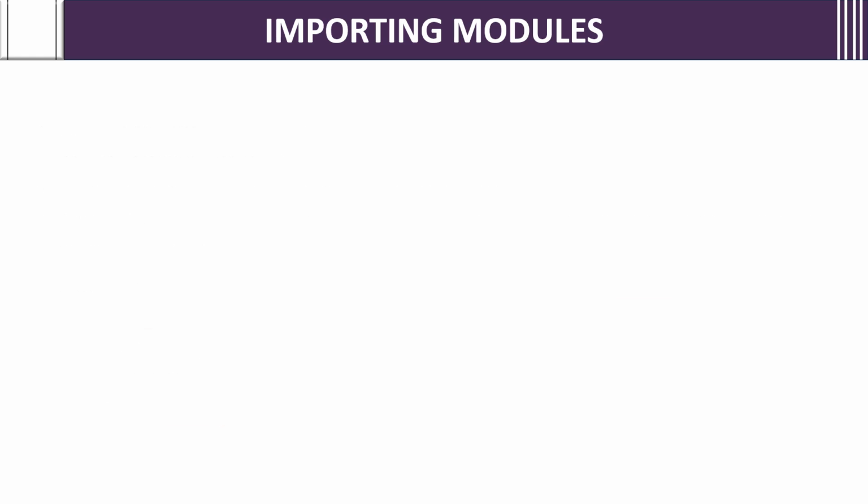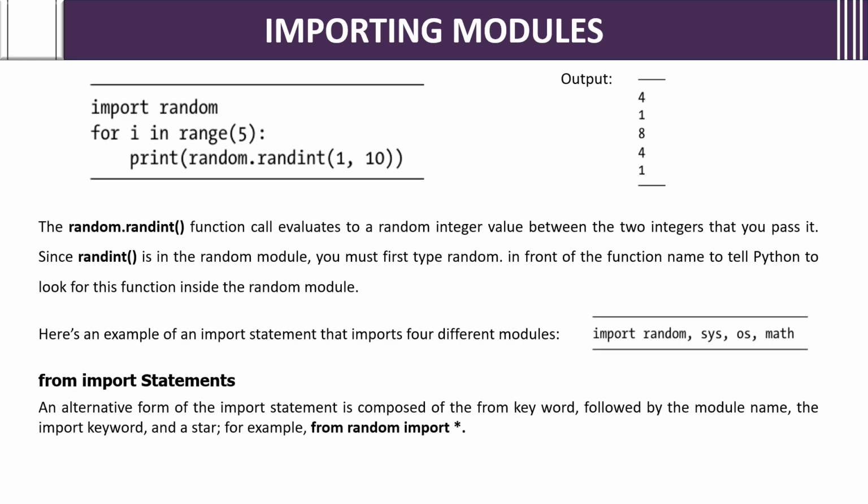For example, import random. Import random, for i in range 5, print random.randint(1, 10). If you want to print something from random, you need to mention random dot, then the function name, random.randint, random integer you want from 1 to 10. Any random integers from 1 to 10, five of them, will be printed. You'll get output like this, any numbers you can get.